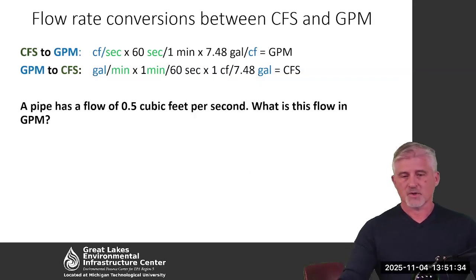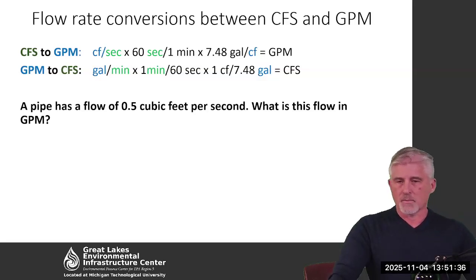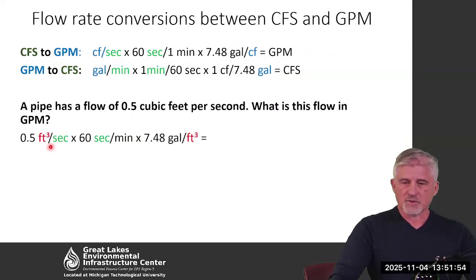So let's look at these flow rate conversions, and we'll do a problem. We have a pipe that has a flow of a half a cubic feet per second. What is the flow in gallons per minute? So we're starting with cubic feet per second. We need to get to gallons per minute. So we're going to use this top conversion. Put our half a cubic feet per second, multiply it by 60 seconds per minute to get rid of the seconds. Multiply it by 7.48 gallons per cubic feet to get rid of cubic feet. And our answer is 224.4 gallons per minute.